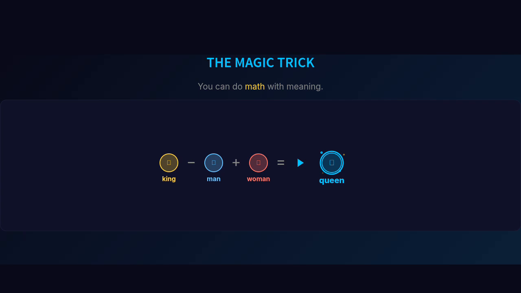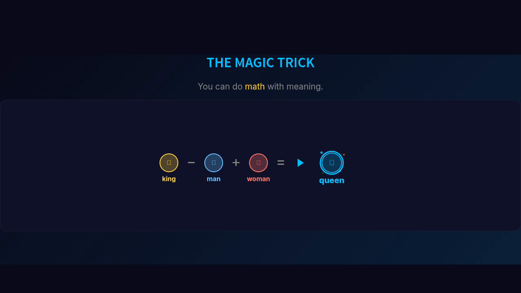The computer never learned a dictionary. Nobody told it that a king is the male ruler of a kingdom and a queen is the female ruler. It figured out that relationship just by reading patterns in text. King minus man plus woman equals queen. That's not memorization. That's understanding.